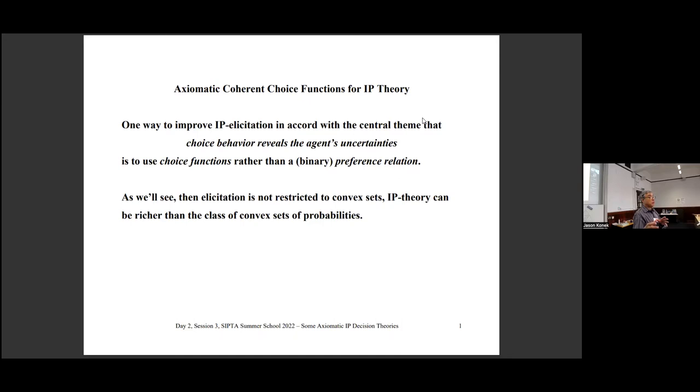All the examples we've seen so far are convex. Do they have to be convex? I want to argue no, and I want to argue no on Bayesian grounds. But in doing so, we'll look at different decision theories.